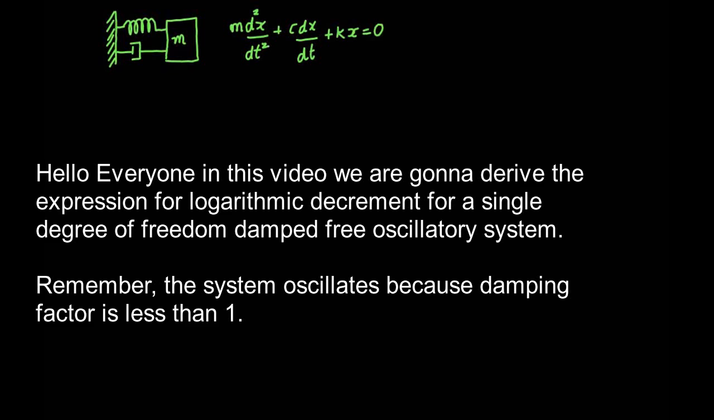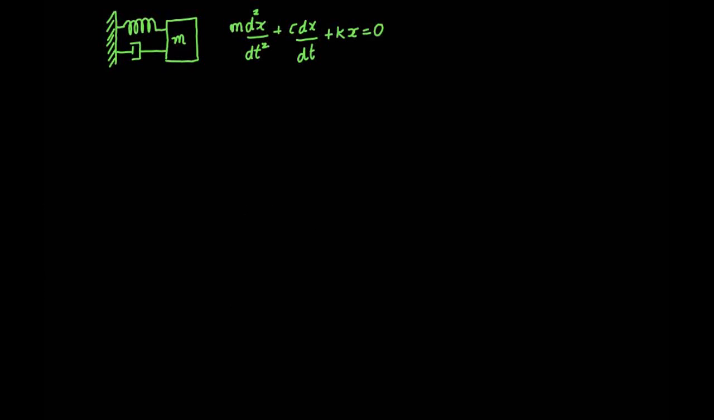In this video, I'm going to derive the expression for logarithmic decrement of a single degree of freedom damped free vibratory system. You can see that system here, and there is the governing differential equation. Now, if you solve this governing differential equation for an oscillatory system, the damping factor zeta is going to be less than 1.